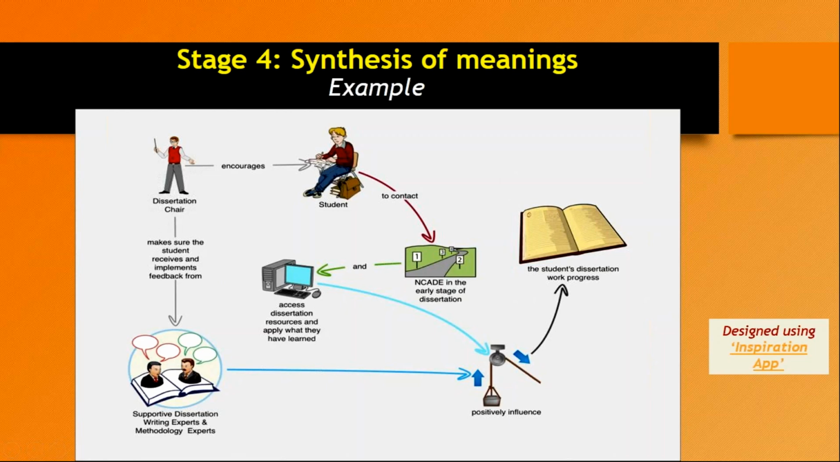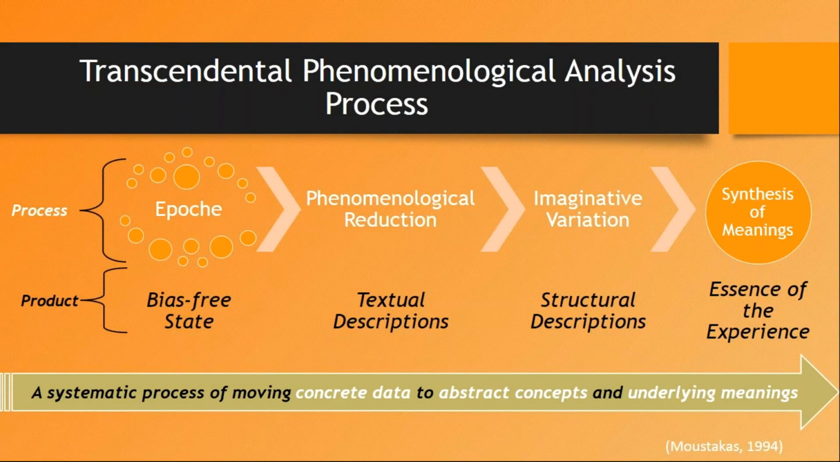This is the end of the stages, the process concerning transcendental. So as you can see here, this is a process, right? So there are 4 processes and this is a product. You start with approach, right? Trying to think about all your biases, your background, and trying to reach a bias-free state. After you go through the process, this is what you're going to get.